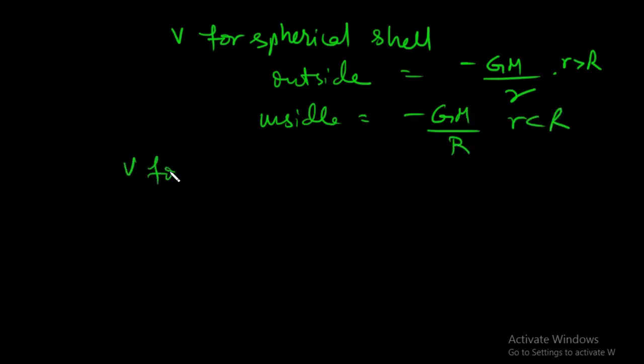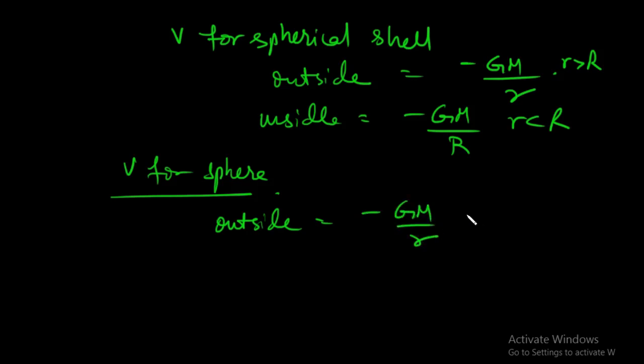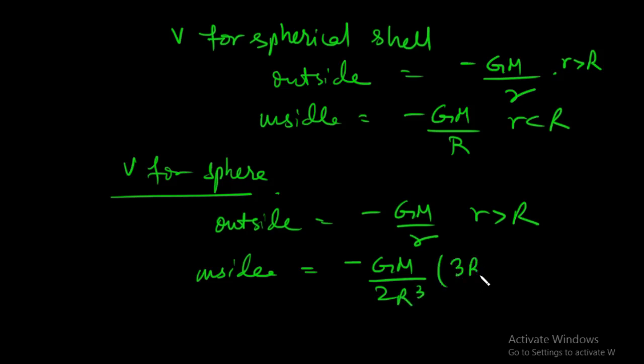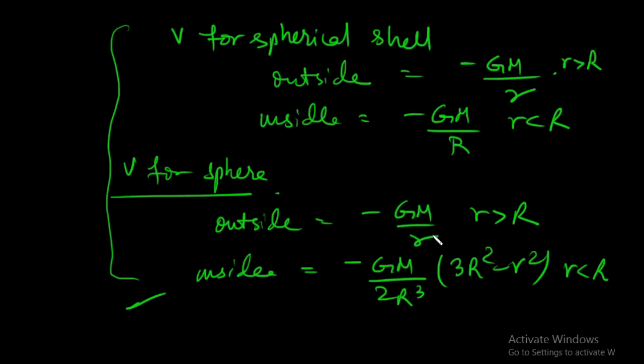Okay, V for sphere, outside this would be equal to minus GM by r, r is greater than capital R. Inside would be equal to minus GM by 2R cube times (3R square minus r square), r is less than capital R. Okay, these are the expressions. This is very important, and you can just remember these expressions. It will be very helpful for MCQs. You can solve it in a very short amount of time.